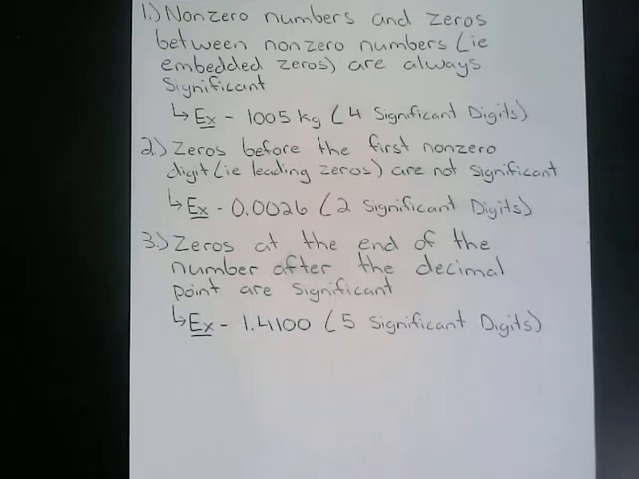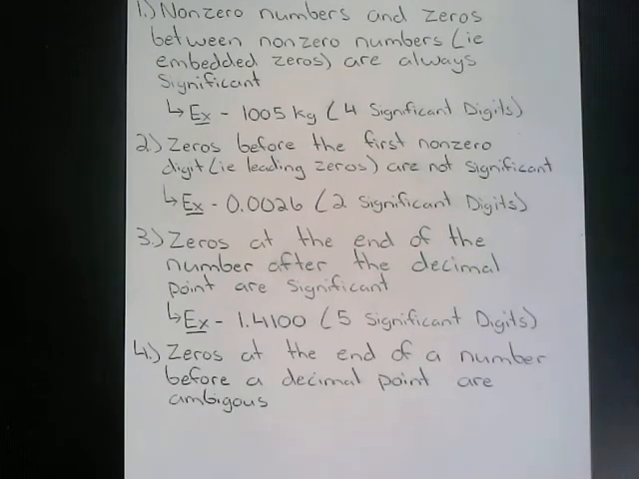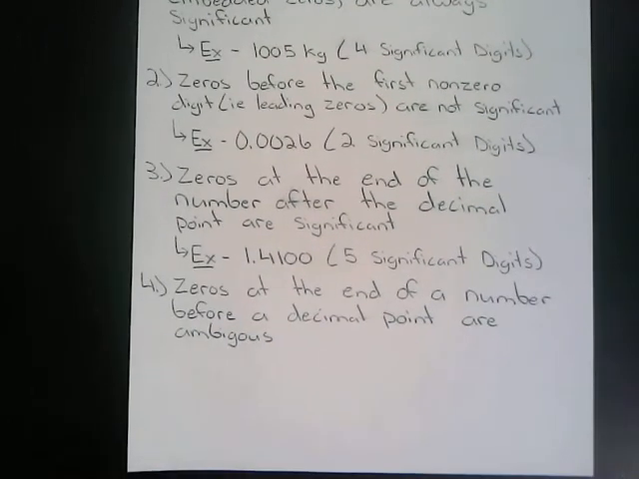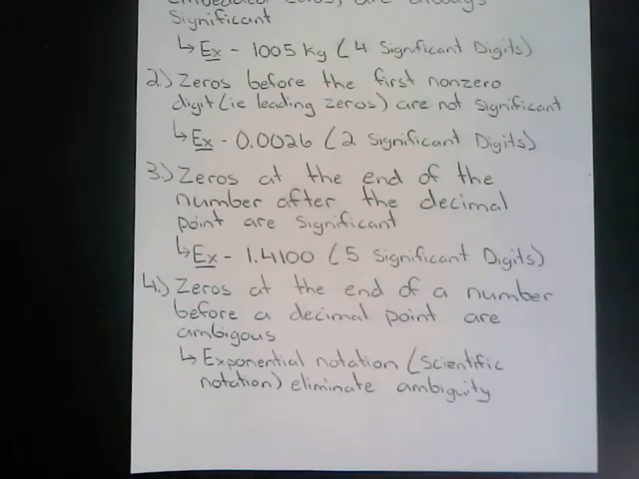Okay, and then our fourth rule: zeros at the end of a number before a decimal point are ambiguous, or they don't count. Now, this fourth rule is a little bit weird. What happens is that exponential notation or scientific notation is going to eliminate this ambiguity. So remember, if we have that decimal point and those zeros are after a significant digit and after the decimal point, we can count them.